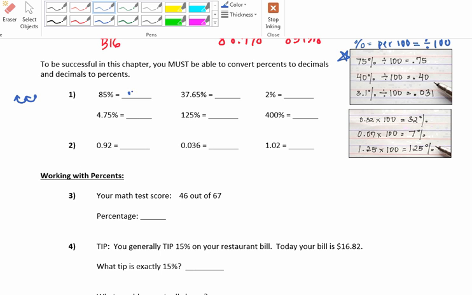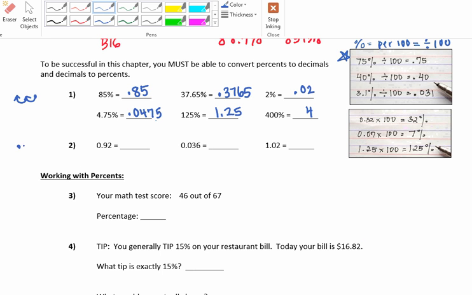But you need to be able to get from 85% to 0.85, from 37.65% to 0.3765. You need to know that 2% is 0.02 and not 0.2. And if you get confused, you can always just take the number in front of the percent sign and divide by 100. 4.75% would be 0.0475. And 125%, that would give me 1.25. 400%, that's just 4. So when we're dealing with numbers, if they have the percent sign, we need to scooch the decimal 2 to the left, or you can divide by 100.